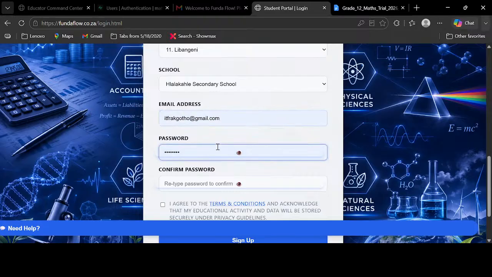Okay, guys, if you can't see your school there, there's a button that says you can add your school. You are allowed to add your school. We try to put as many schools as we can, but if you don't find yours, simply add your school there, and then your teacher will be able to find you if they also sign up.